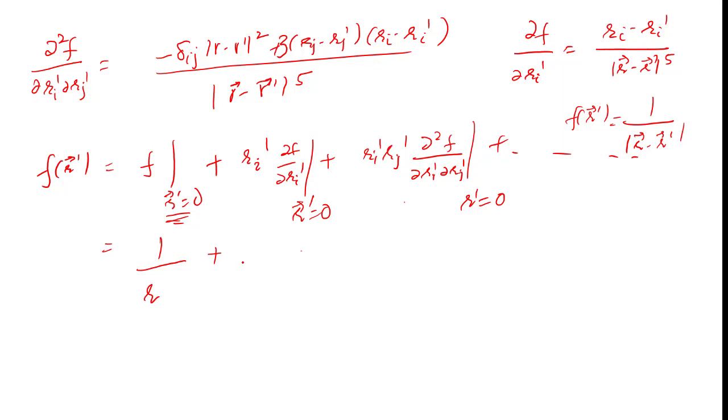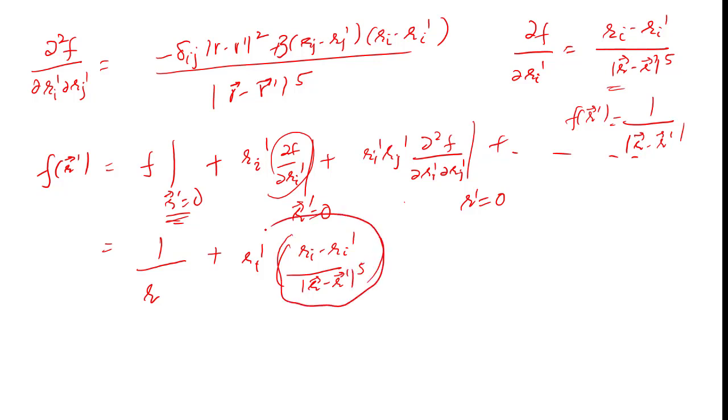So here I have ri prime, dou f by dou ri prime is this. So I have ri minus ri prime, r minus r prime to the power 5. I take r prime to be 0 only in this factor. So if I do that, each component itself is 0. So this is 0, right? There should be a cube. Sorry, that should have been a cube. So this would be 0 too because I'm setting it at the origin.